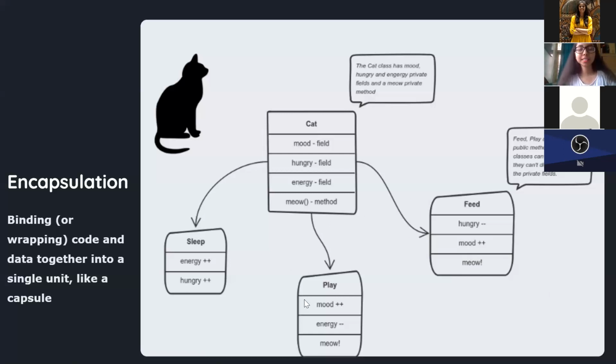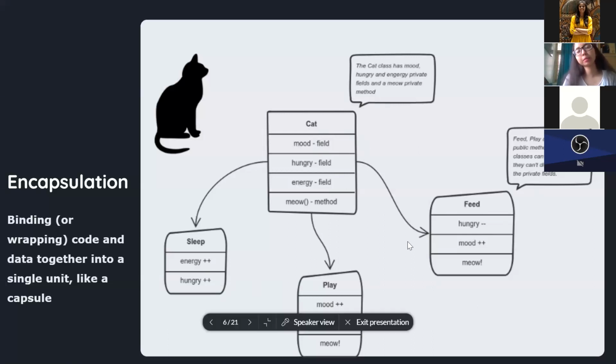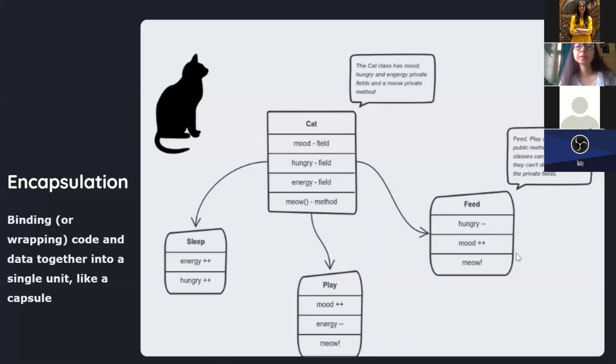And similarly, we have sleep and play. In sleep, if we provide the cat a platform to sleep, then its energy would increment and hunger would also increment. We have implemented sleep in that manner. Then we have play, similarly, in which its mood increases, energy decreases, and since the cat becomes happy after playing, it can call the method meow. So basically, we are bridging between the private methods and the public methods. We are able to access the public methods, but not directly access the private ones. So this was about encapsulation.